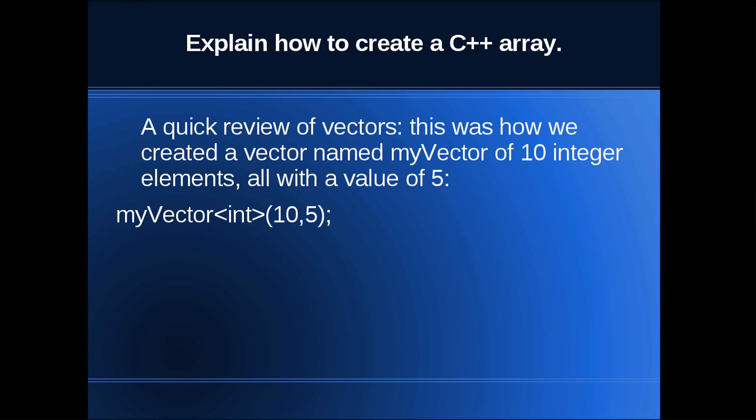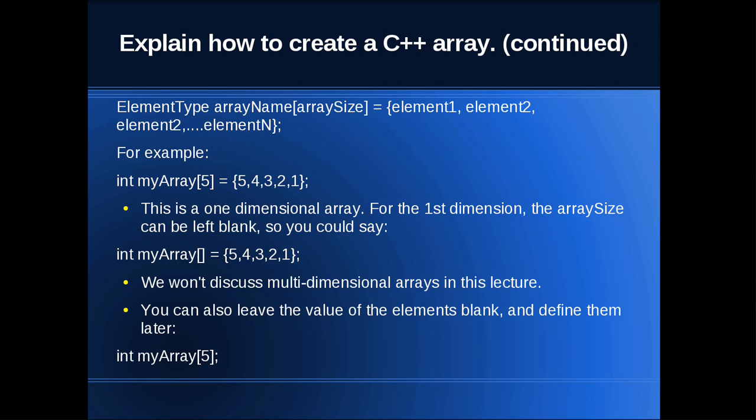Okay, explain how to create a C++ array. First, we'll do a quick review of how to create a vector. Okay, in this example here, I'll show you how to create a vector named myVector of 10 integer elements, all with the value of 5.